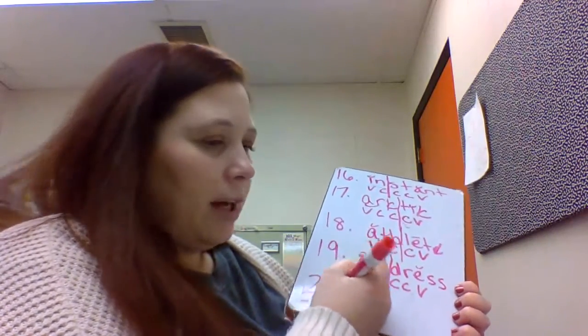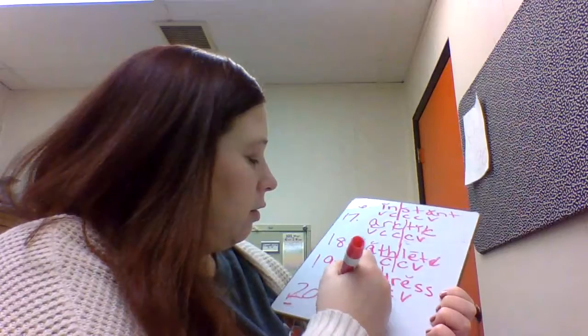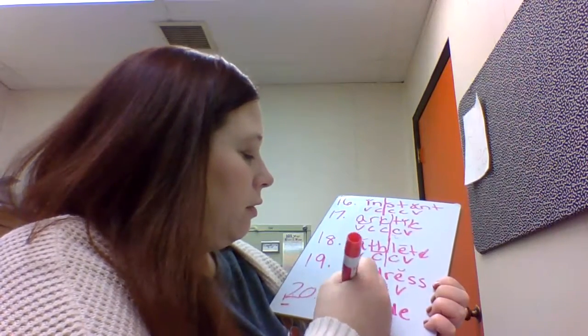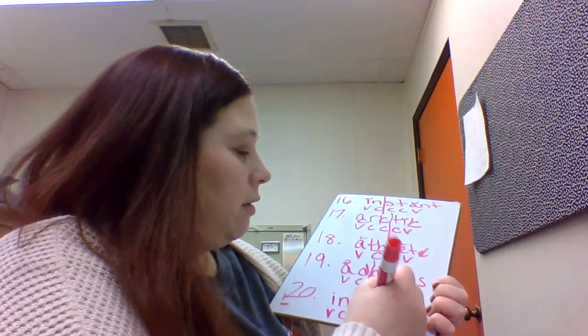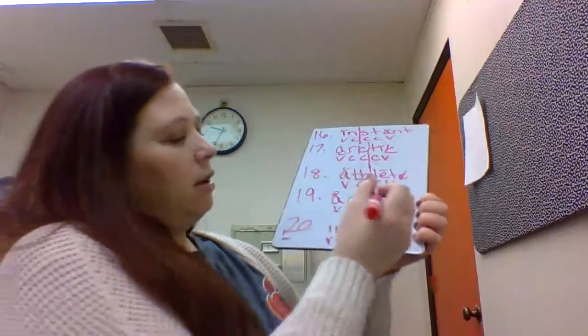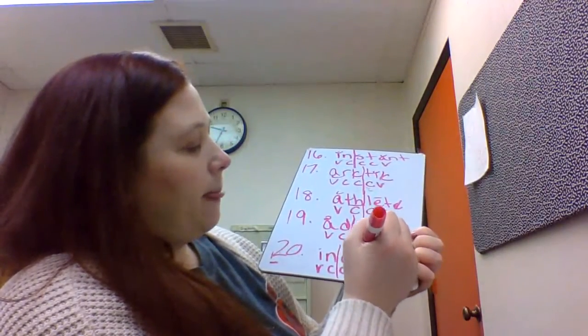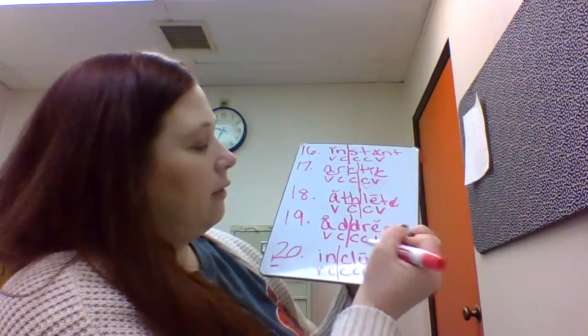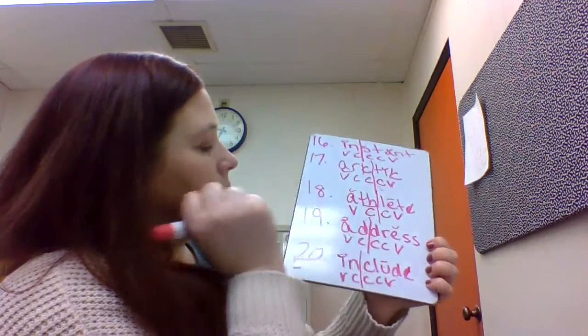Number 20, and our last one of this group is include. Sometimes it's real obvious where the coding goes. Because in, we know that's going to go right there. And then here we have vowel, U, consonant, E. So our E is sneaky, it gets marked off. Our U says its name, and then here's just vowel, consonant, gets a brev.